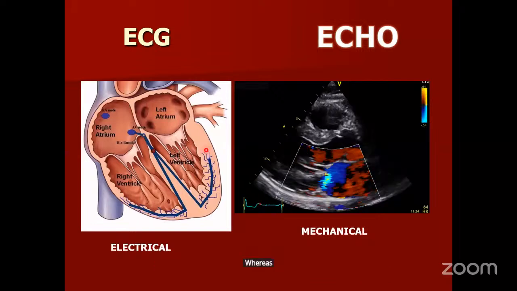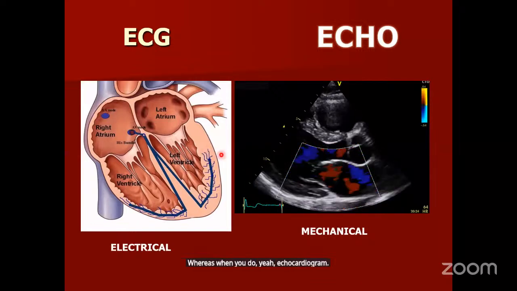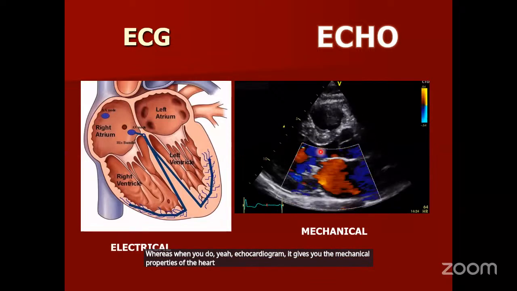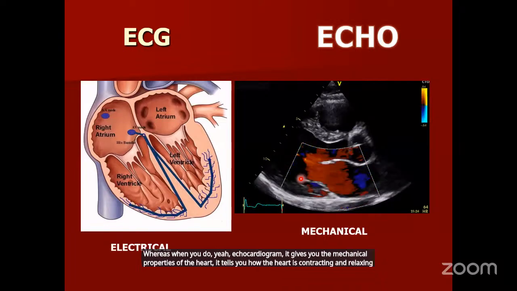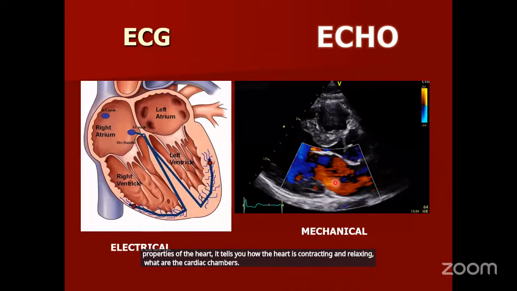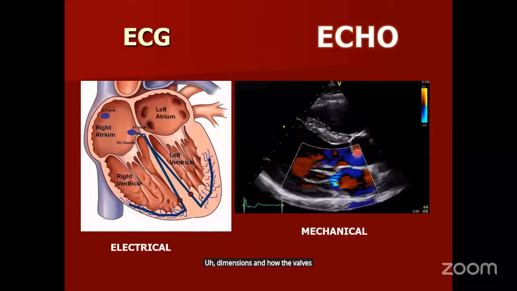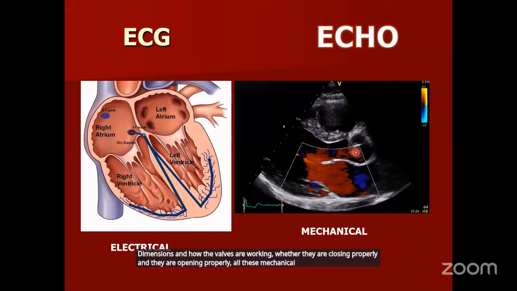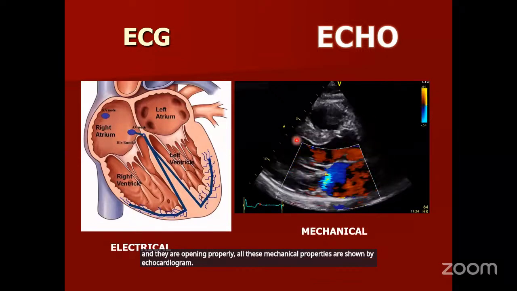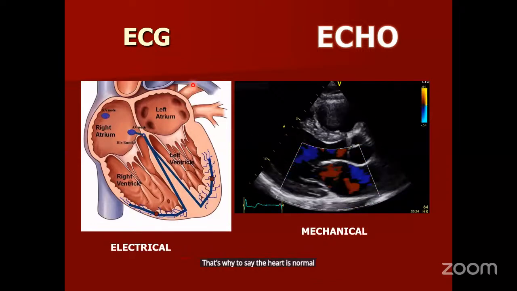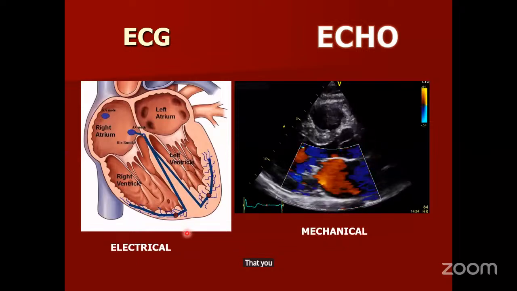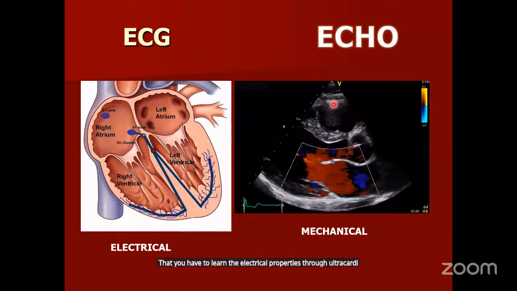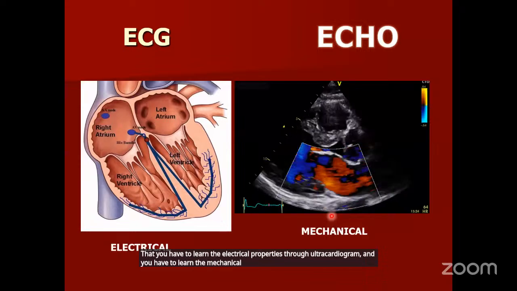Whereas echocardiogram gives you the mechanical properties of the heart. It tells you how the heart is contracting and relaxing, what the cardiac chamber dimensions are, and how the valves are working, whether they are closing and opening properly. All these mechanical properties are shown by echocardiogram. That's why, to say the heart is normal, you have to do both. You learn electrical properties through electrocardiogram, and mechanical properties through echocardiogram.